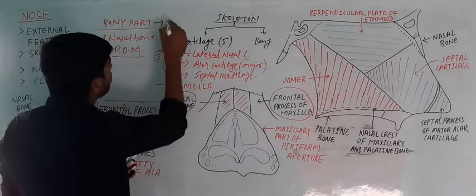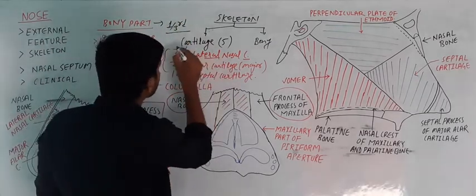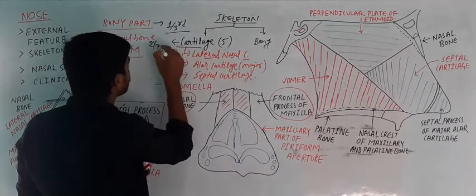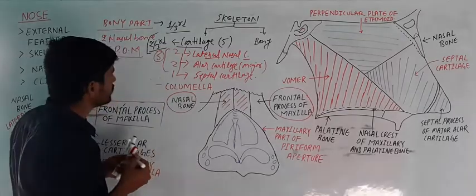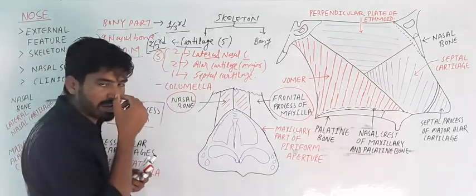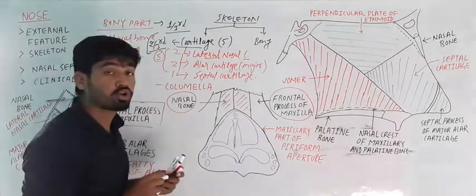Now we have to know one thing, that the bony part forms only 1/3 and the cartilage part forms 2/3 of the nose. So the 2/3 part is the anterior part you can tell, and the bony part is the 1/3.